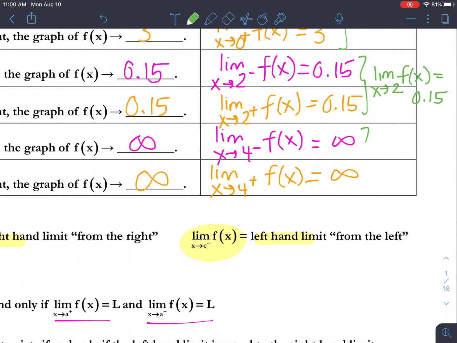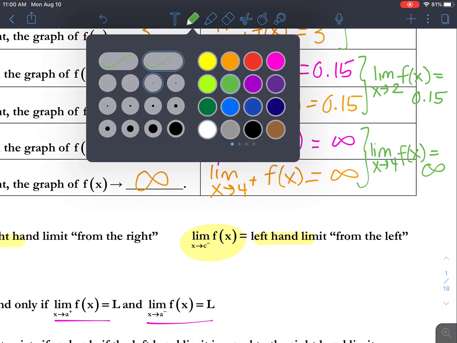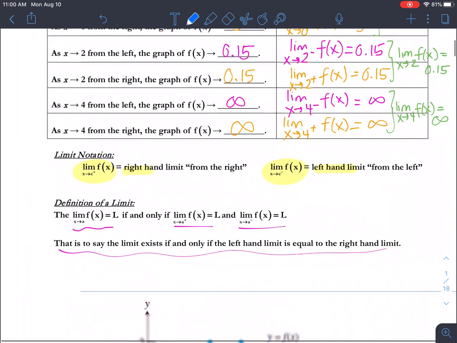Okay, and last but not least, what about if we approach 4 from either side? In both of those cases, we approach positive infinity. So that limit exists. Okay, so we're going to take a look, if you guys scan down here, at one more example.